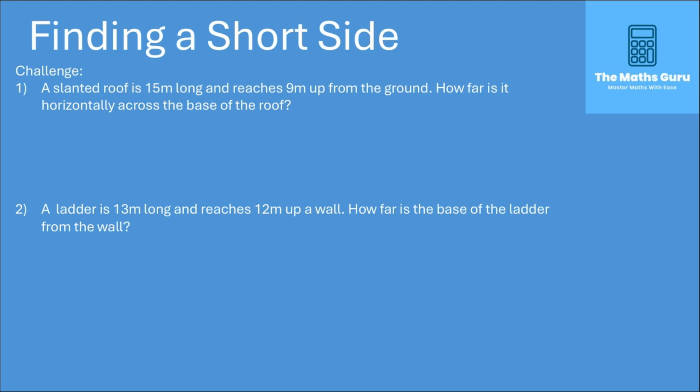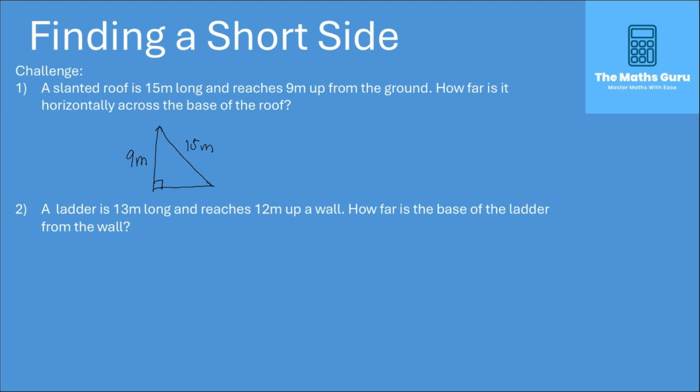So, a slanted roof is 15 meters long. So a slanted roof would look like that and reaches 9 meters up from the ground. So it is 9 meters vertically up from the ground. How far is it horizontally across for the base of the roof?